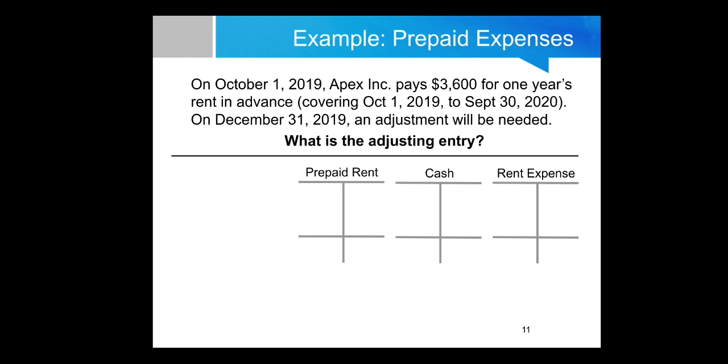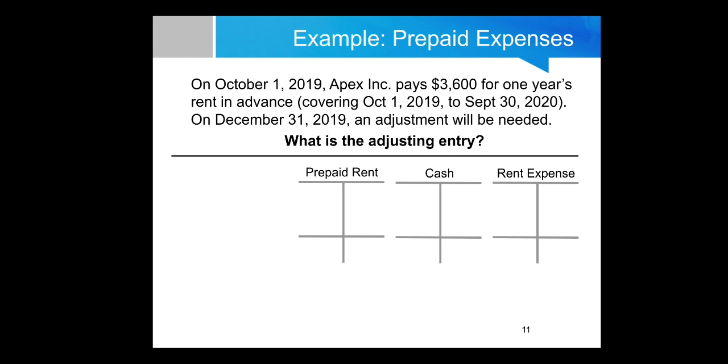Okay, let's see this sample example. On October 1st, 2019, Apex Incorporated pays $3,600 for 1 year's rent in advance, covering 1st of October 2019 to September 30th, 2020. On December 31st, 2019, an adjusting entry will be needed. Okay, for this situation, you have to know how to do the adjusting entry.